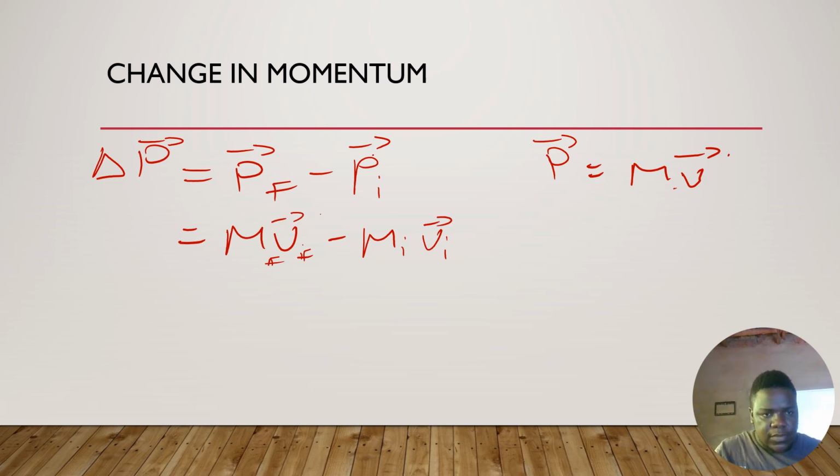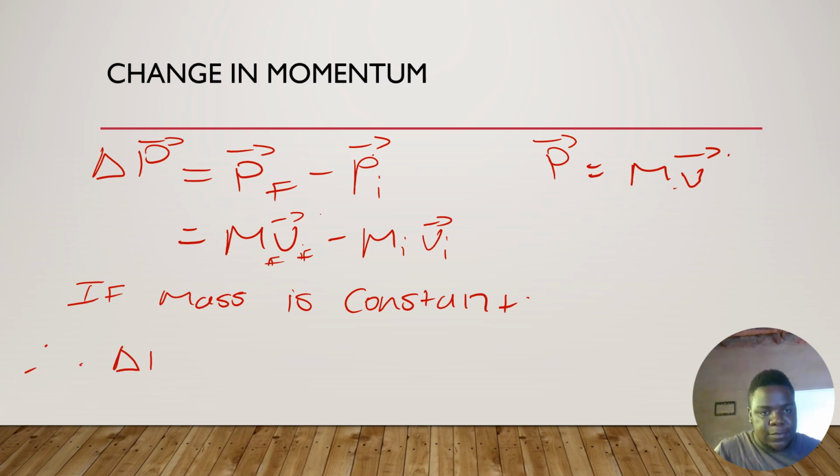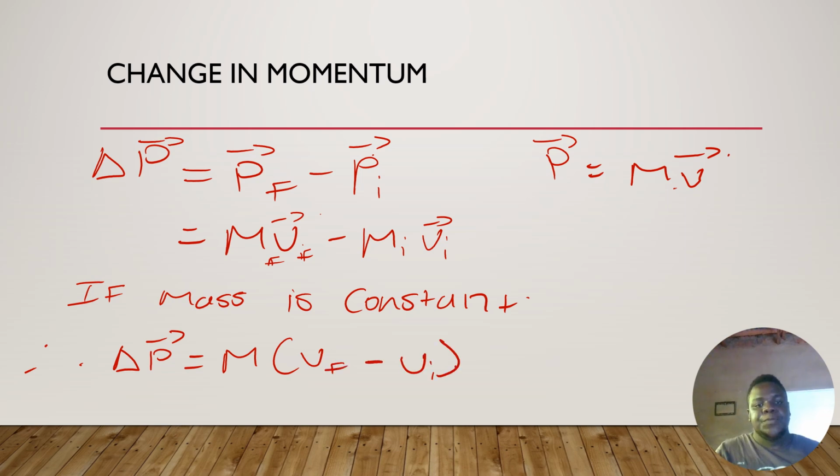Now, if your mass is constant, you can represent the change in momentum as mass multiplied by velocity final minus velocity initial. Okay? This is only applied when mass is constant. If your mass changes, you will be forced to apply the previous one. Now, okay, let's continue.